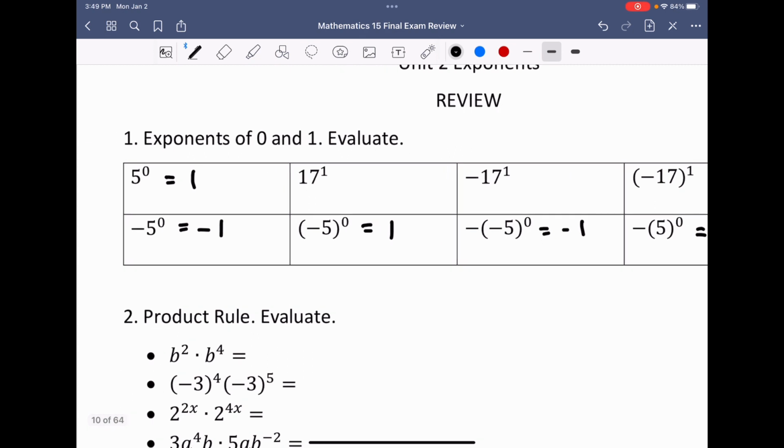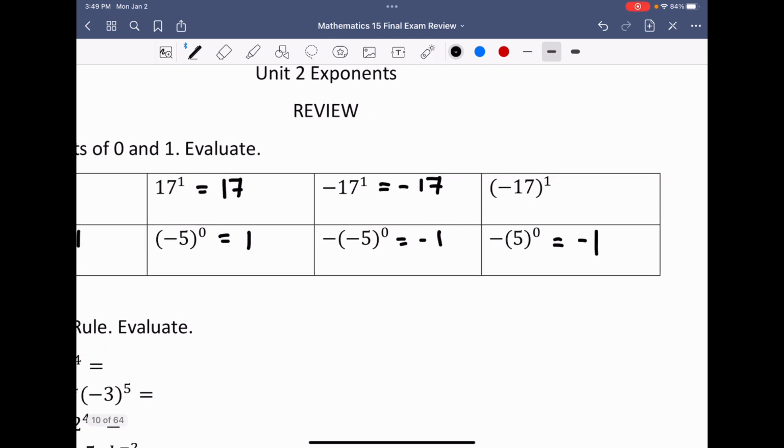Now, let's look at things that have an exponent of 1. Anything raised to a power of 1 just becomes itself. So 17 to the power of 1, that's simply just 17. Negative 17 to the 1, well, that negative is floating out front. The exponent isn't connected. So we put the negative again, but 17 to the 1 is 17.